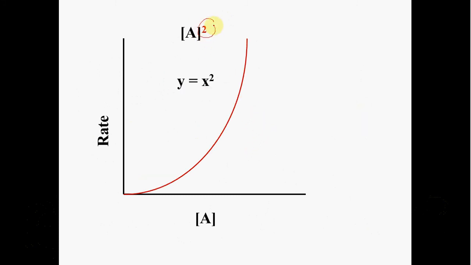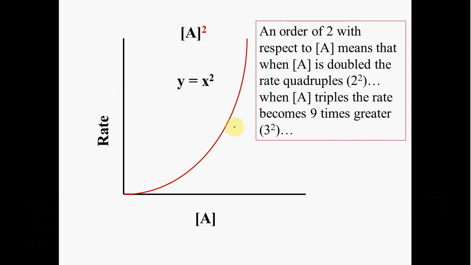A second order relationship means that this is sort of a square relationship: when the concentration is doubled, the rate will quadruple. If the concentration was tripled, it's still a square effect, the rate will become 9 times greater. A second order relationship has a much larger effect on your rate than a first order.